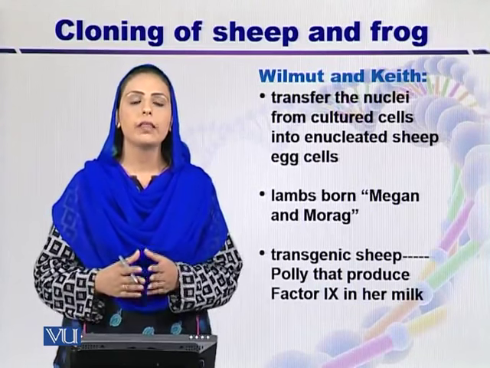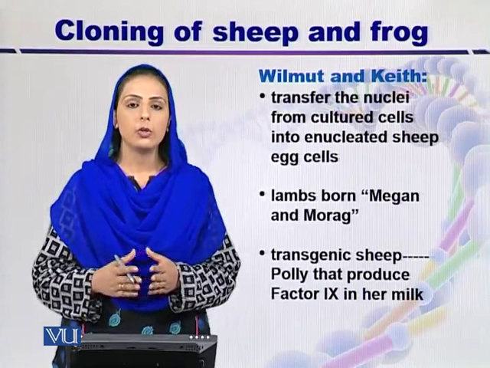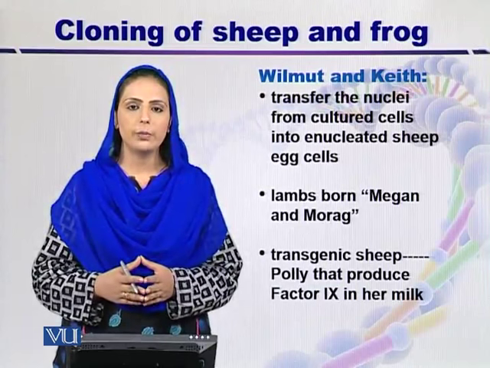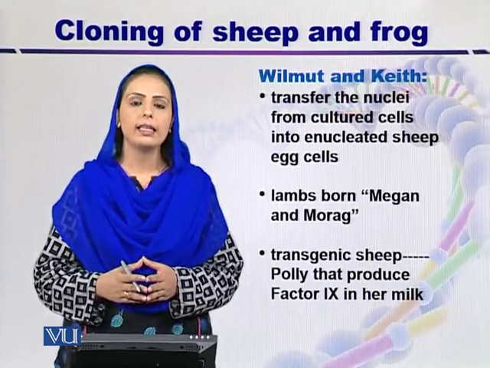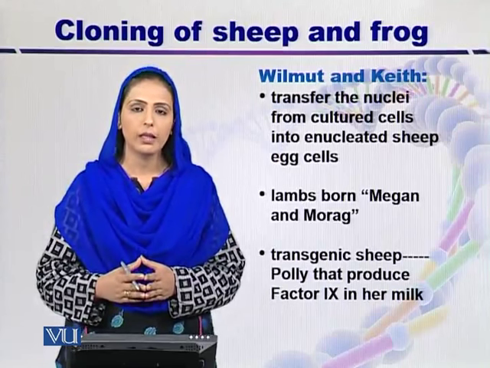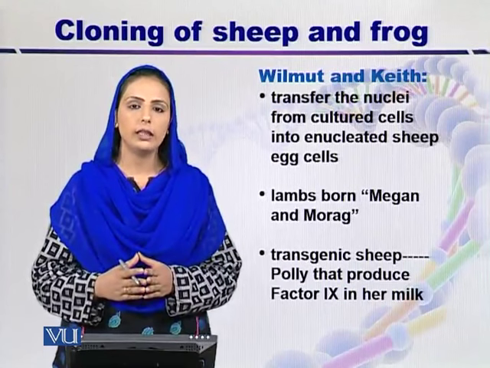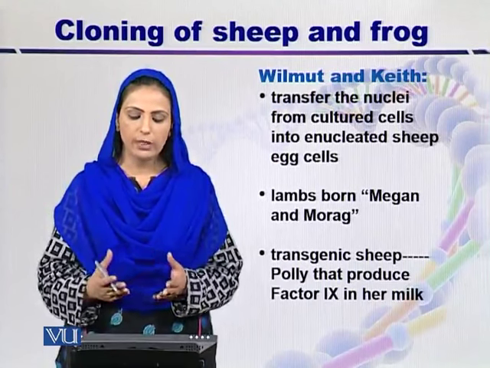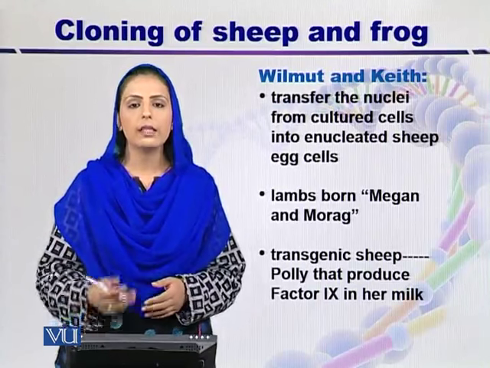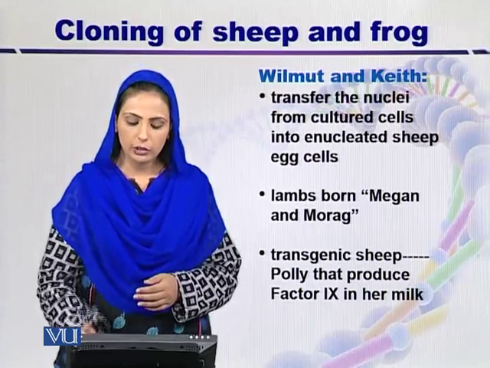For example, the gene which is responsible for the production of factor 9 was also inserted into the sheep. Now what is the purpose of factor 9 gene? Factor 9 is actually a blood clotting protein, and it is used to treat hemophilia. Wilmut and Campbell inserted the factor 9 gene into the sheep, and the sheep named Polly produced factor 9 in her milk. So in this way they prepared another transgenic sheep.